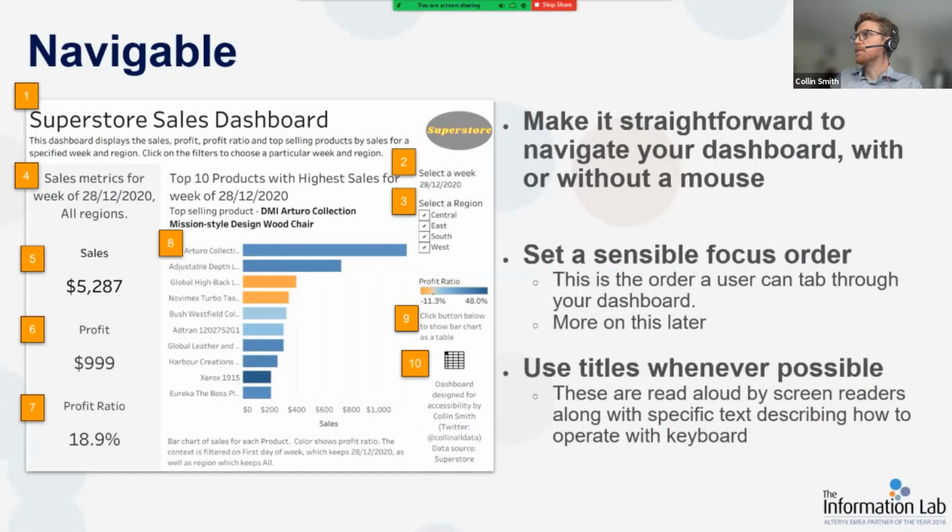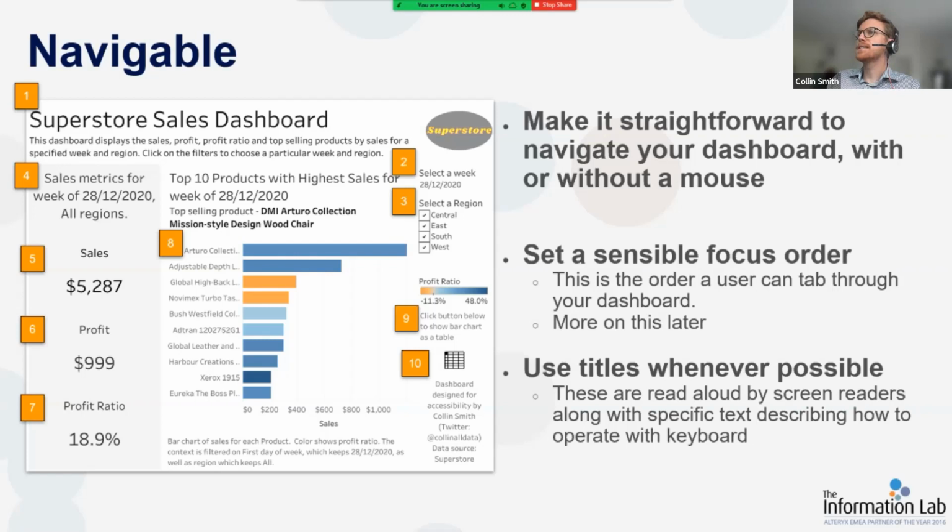Next one here is navigable. So we want to make it straightforward to navigate the dashboard with or without a mouse. How do we do this? Well, we do it in part by setting a sensible focus order. The focus order is the order that a user can tab through your dashboard. We'll do a little exercise with this later.